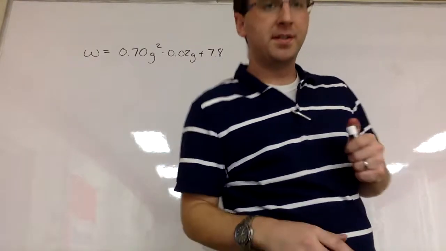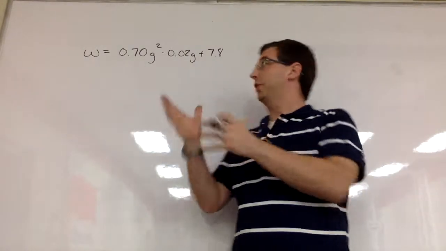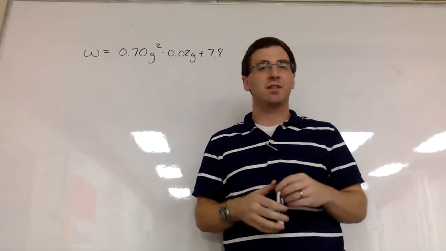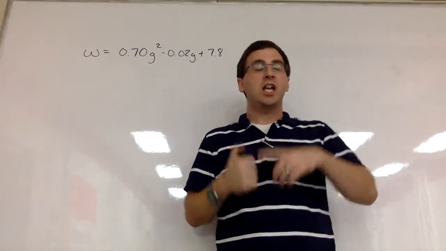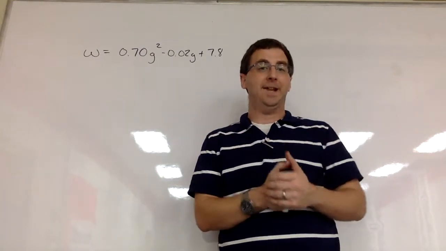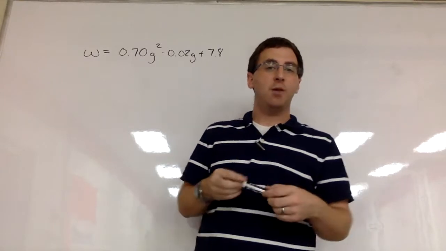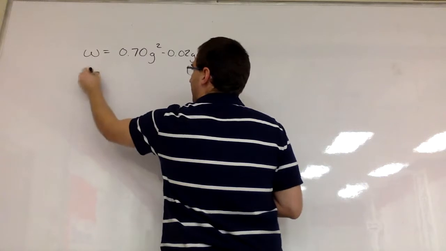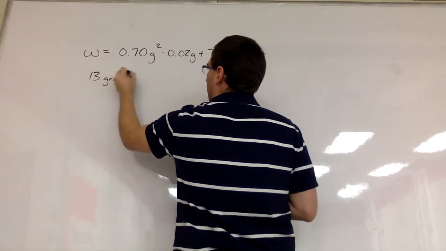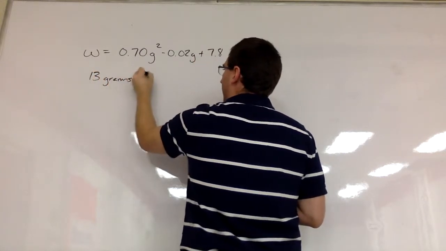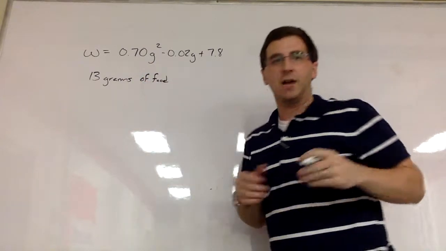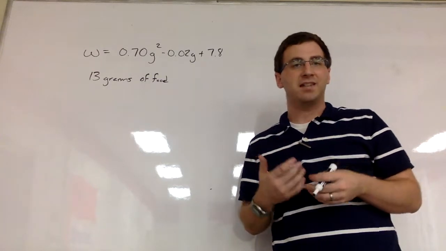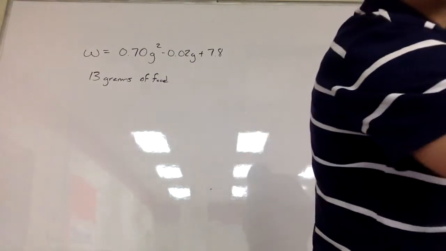So, the problem was: the formula W equals something like this right here models the average weight W in ounces for a mouse who is fed G grams of food per day. According to the formula, how much will a mouse weigh when it is fed 13 grams of food? How much will the mouse weigh if it's fed 13 grams of the special food per day? If necessary, round the answers to the nearest hundredth.